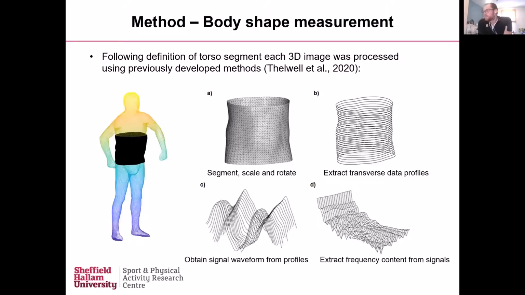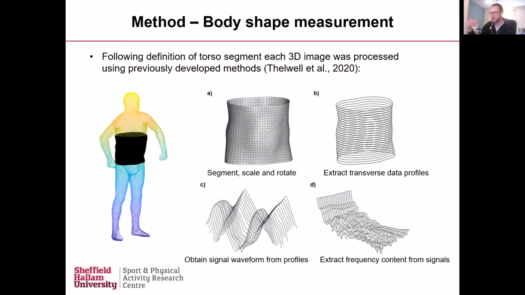And so the methodology we used, so we focused primarily on the torso segment shown on the image on the left, and using a series of analytical procedures developed in that previous study, we extract the 3D imaging data of the torso, we scale, rotate, and remove all non-shape variation. We then extracted transverse data profiles along the length of the torso segment, obtained the signal waveforms from each of those profiles, which enabled us to extract frequency content.